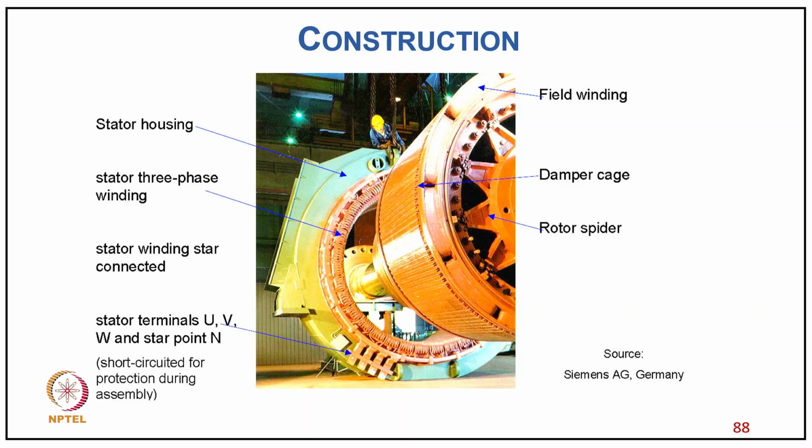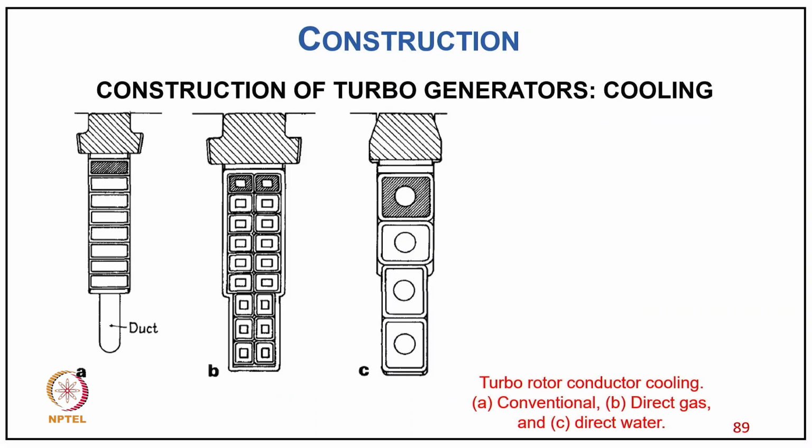Stator winding is normally star connected to provide the neutral. I mean maybe like U, V, W with the N as a star point, and of course short circuited for protection during the assembly, and typically the field winding, damper cage and rotor spider.